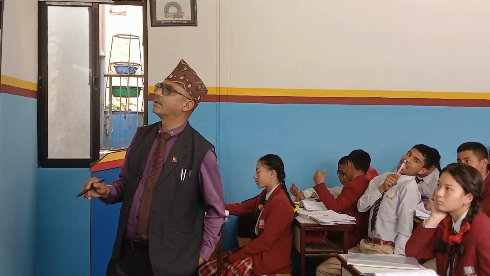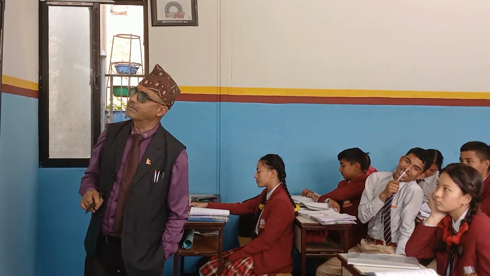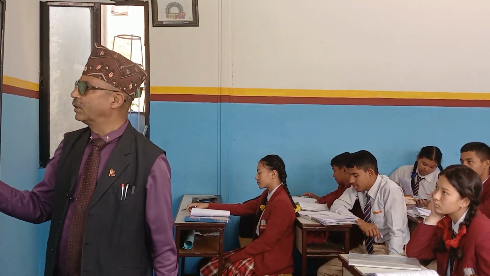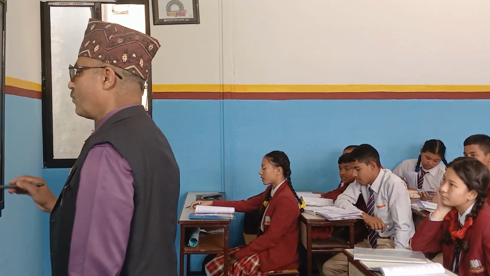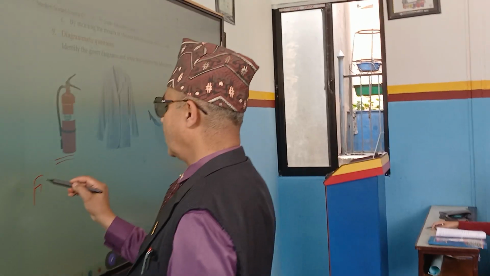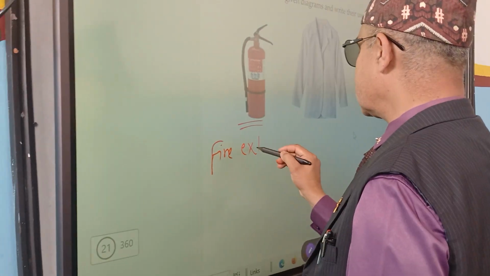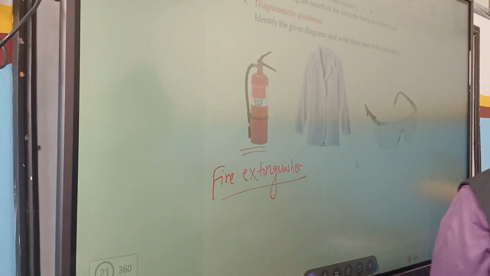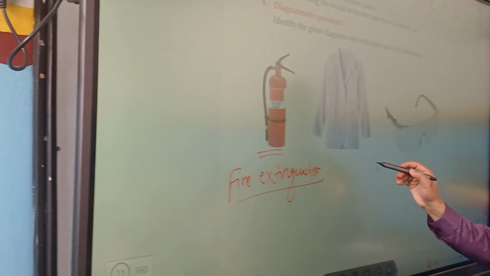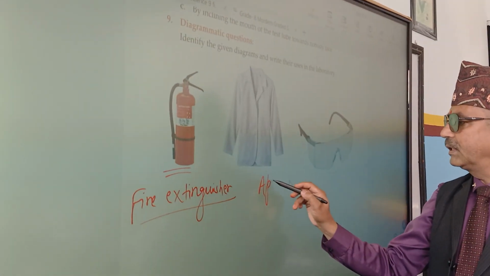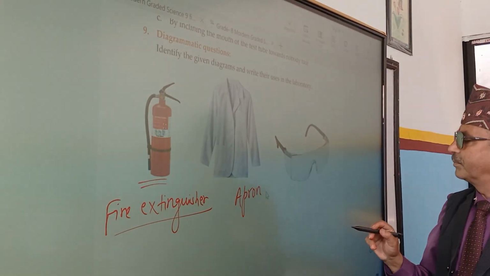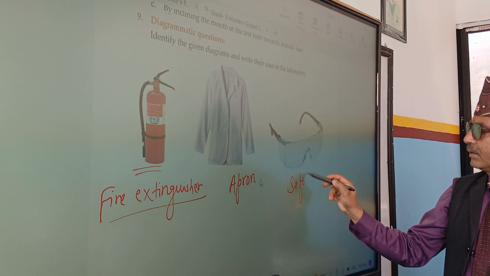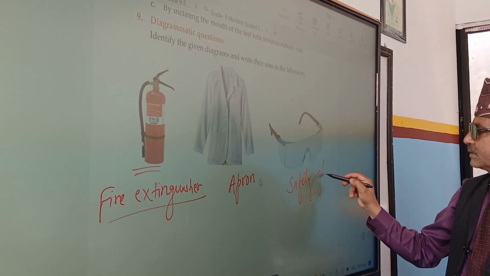What does the question say? Identify the given diagrams and write their uses in the laboratory. What is the name of this device? Fire extinguisher. F-I-R-E, fire. E-X-T-I-N-G-U-I-S-H-E-R. What is the name of the second one? Apron. A-P-R-O-N. The third one, these are safety glasses.